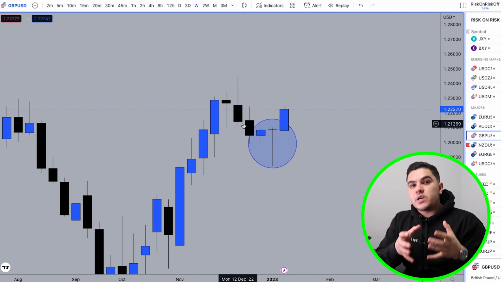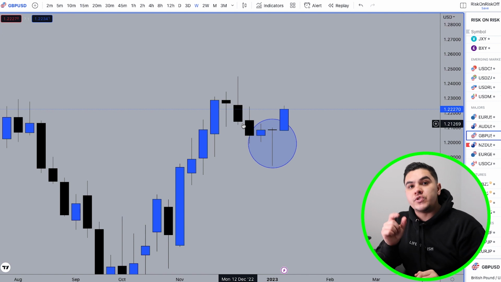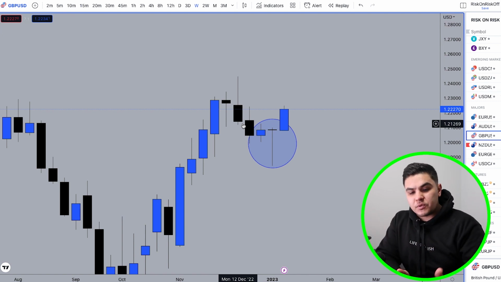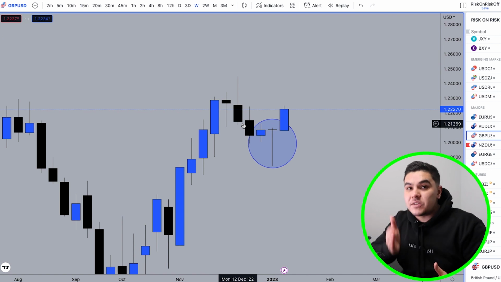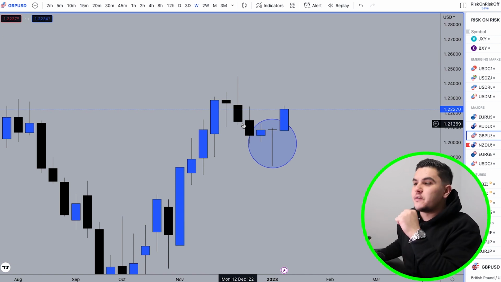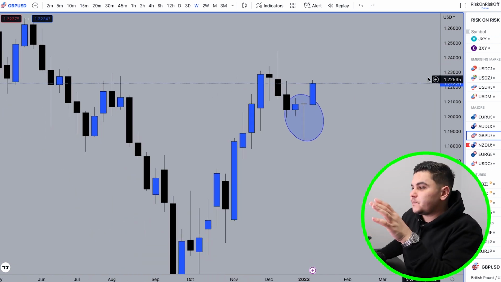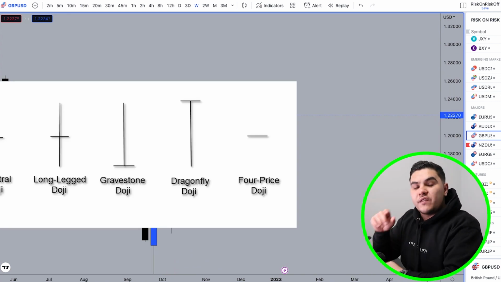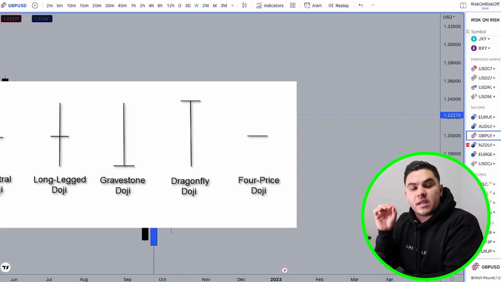Now, what you want to be doing with these candlesticks, you want to use them to your advantage. All this should do for you is give you some sort of indication that the market has slowed down at this price. You want to then drop down to the lower time frames, which I'll include in another video. But for the purpose of this, I'm going to include a screenshot now on the chart. And these are the different types of dojis that you have.